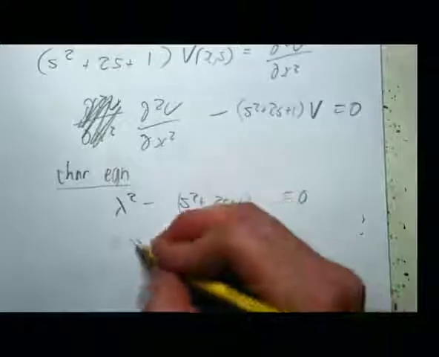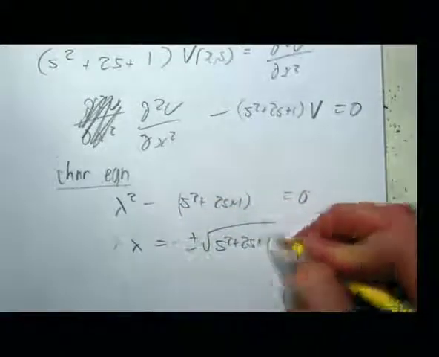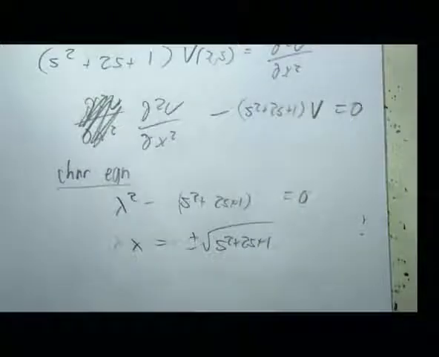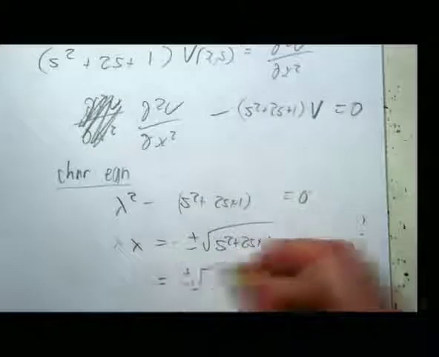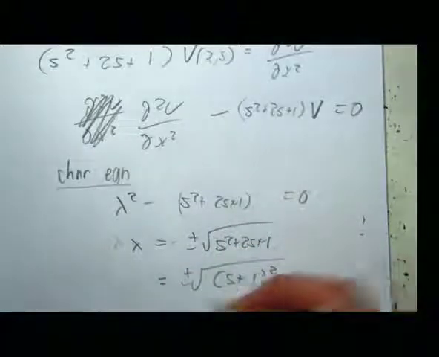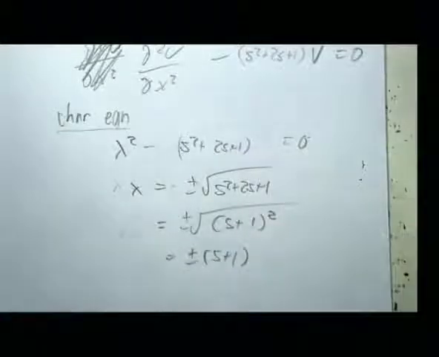And so we get lambda, depending on the actual value of s, I suppose. Sorry? You can factorise that. Oh yes, you totally can. Beautiful. Brilliant. Yes, s squared plus 2s plus 1 is s plus 1 all squared. Oh, look at them being nice to us.